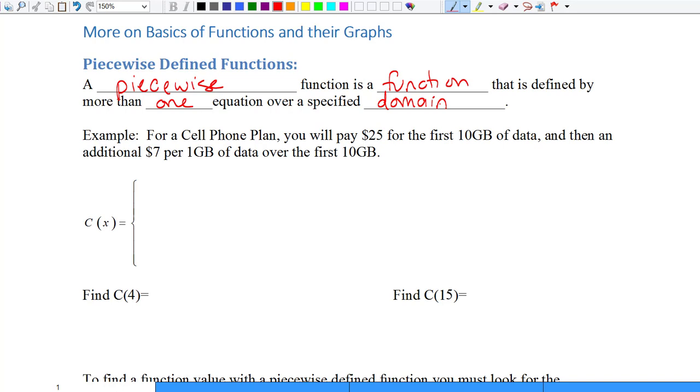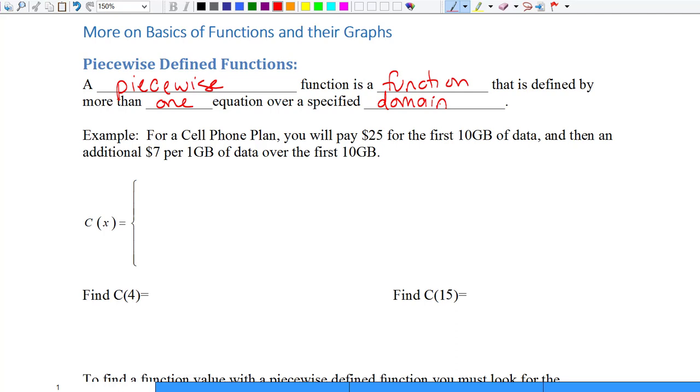So first I want to give you a real-world example. Let's say you're getting a cell phone plan, a data-only plan, and you're going to pay $25 for the first 10 gigabytes of data. You're probably going to estimate you'll use under 10 and just pay 25 bucks a month. But if you go to 11 or 12 or 13 or 25, every additional gigabyte after that is going to cost you another $7. So you have two different equations here.